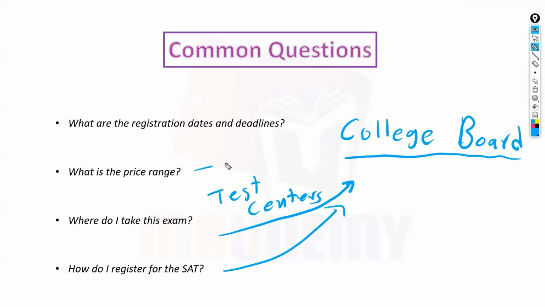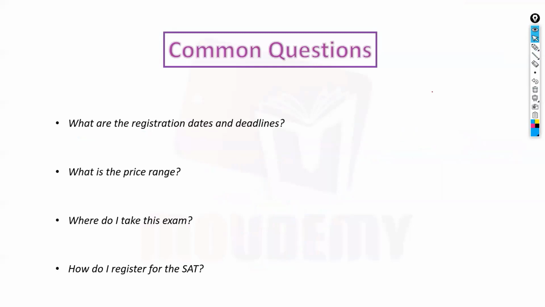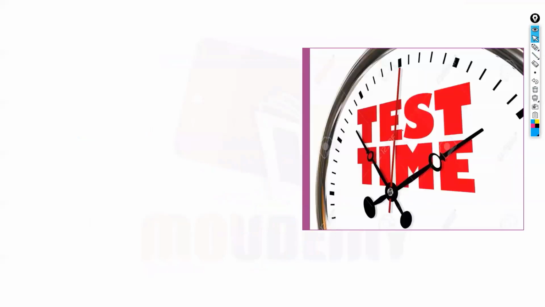But everything is in detail on the College Board. What are the registration dates and deadlines? Also on the College Board, because this part especially is changing a lot. They're adding online tests, I think, and it is changing rapidly. So on the College Board, everything will be clear, hopefully.